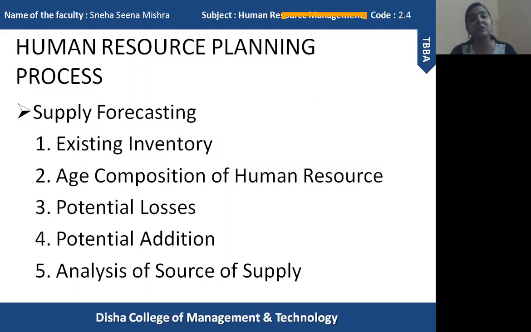Third one is potential losses. Now, what is potential loss here? During the course of time, many people leave the organization. Some people leave willingly. Some people get a better opportunity in another organization, that's why they leave the job. Some people retire, and there are other reasons like death or any other personal problem. So these are the various reasons behind an employee leaving the organization. Those are considered as potential losses.